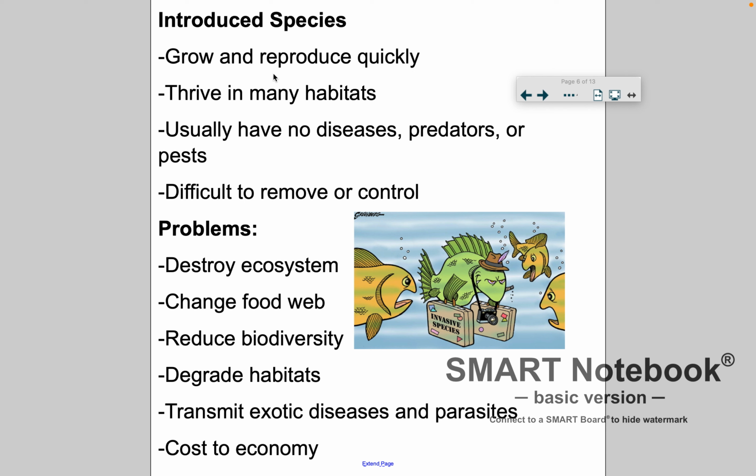So they will grow and reproduce quickly, and they can thrive in many habitats. No diseases, no predators, no pests. So it becomes very difficult to remove or control them. And why are introduced species problems?